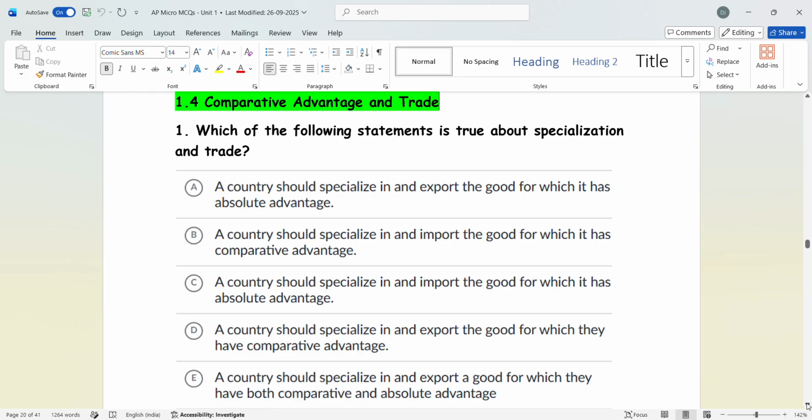Which of the following statements is true about specialization and trade? These are your options. So what I'll do is I'll discuss the answers of this comparative advantage and trade, the 5 MCQs, and plus the 5 MCQs that I'll be giving on cost benefit analysis and marginal analysis on consumer choice in my next video. So in the next video, I'll be discussing 10 MCQs. All right.